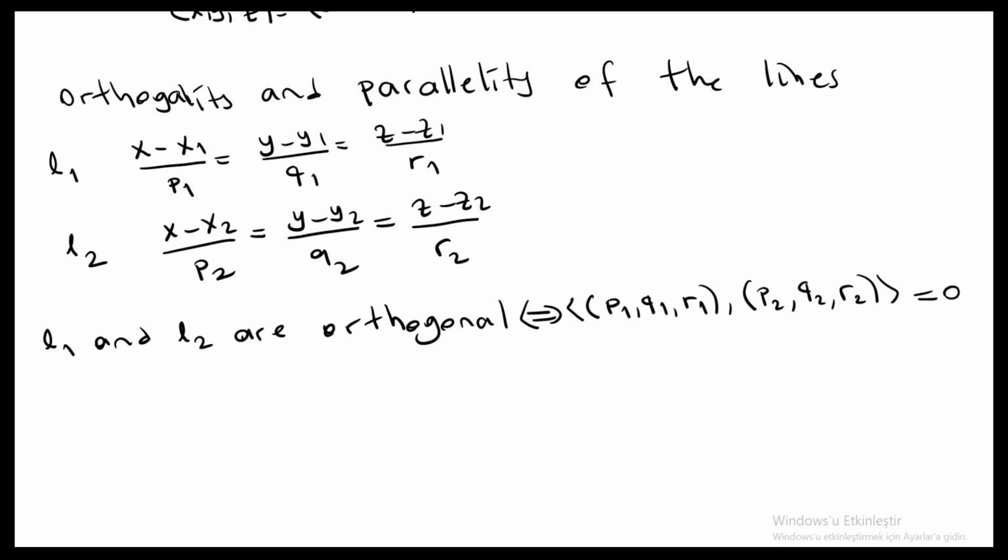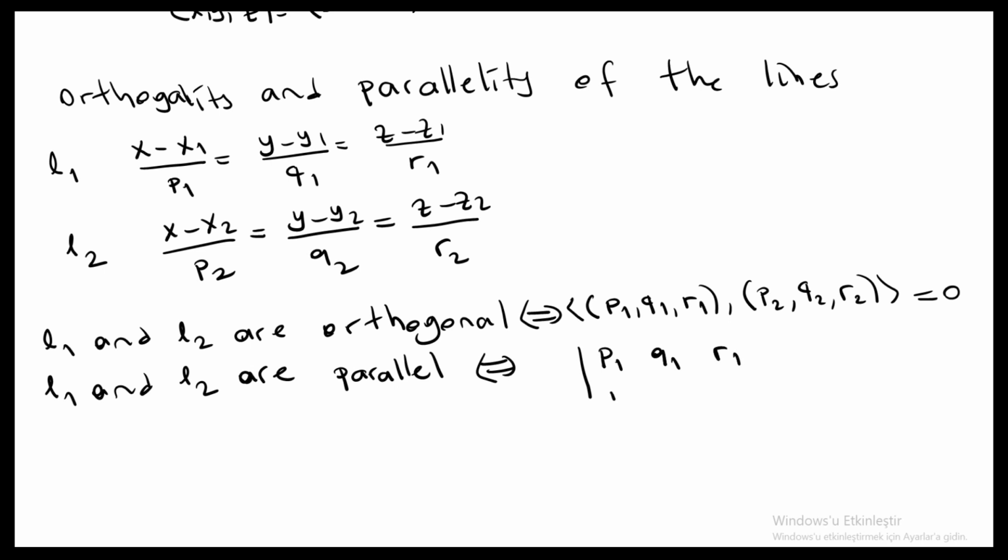So how about the parallel? In this case, we know the cross product implies this parallelity. So L1 and L2 are parallel if and only if the cross product of (P1, Q1, R1) and (P2, Q2, R2) is 0.